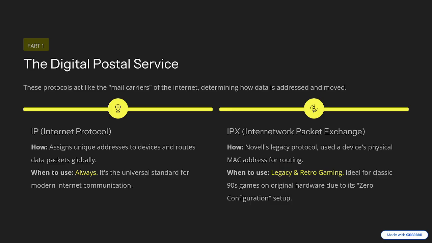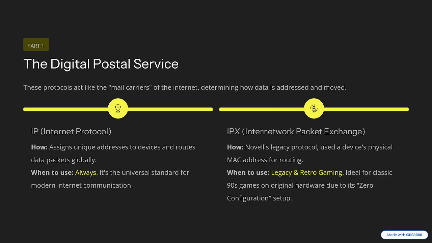So first will be the IP, or Internet Protocol. How it works is it will assign a unique address to each and every device and also route data packets globally. When to use it: always, because it's the universal standard for modern internet communication.